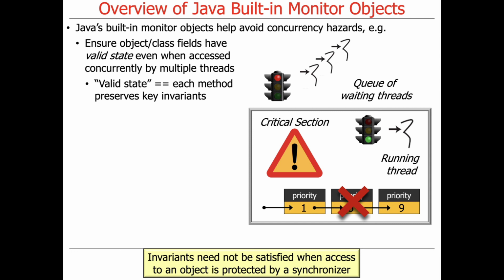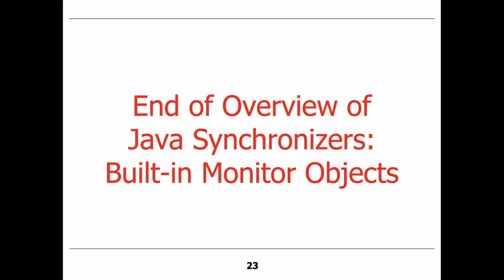If you're going to go in there and delete an element from the priority queue, then you want to make sure that nobody else can be accessing it simultaneously during that update. So it's okay to have the invariant not be satisfied as long as the lock is held. But when a lock is released, then the invariant has to be in place. So that's the end of a quick overview of Java synchronizers, in particular built-in monitor objects. And of course, we're going to go into this in way more detail in the rest of today. And that should give you enough to start working on assignment 2B, which will be out soon.